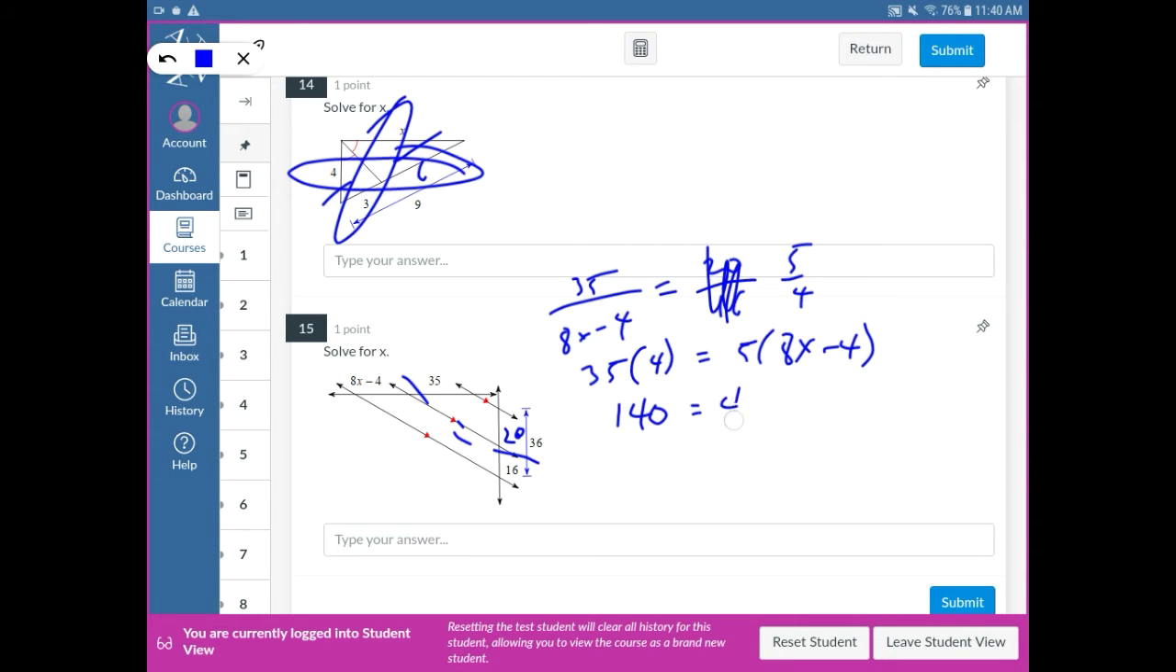Equals 40x minus 20. So you'll add 20 to both sides. You get 160 equals 40x. Divide it by 40, you get x equals 4. So that's number 15.